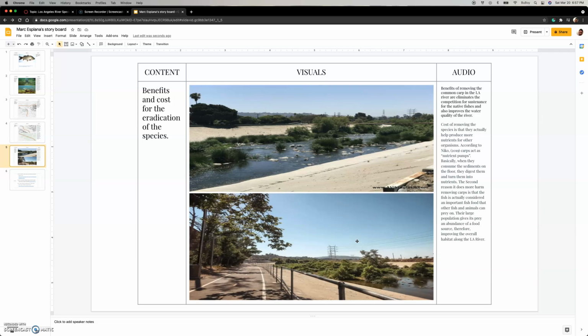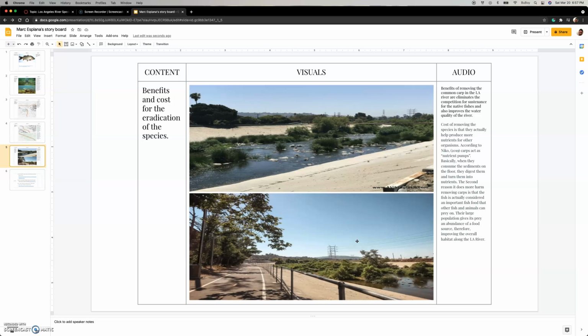Slide 5 talks about benefits and costs for the eradication of the species. So the benefits of removing the common carp in the LA River are eliminating the competition for sustenance for the native species and also improving the water quality of the river. But the cost of removing the species is that they actually help produce more nutrients for other organisms.